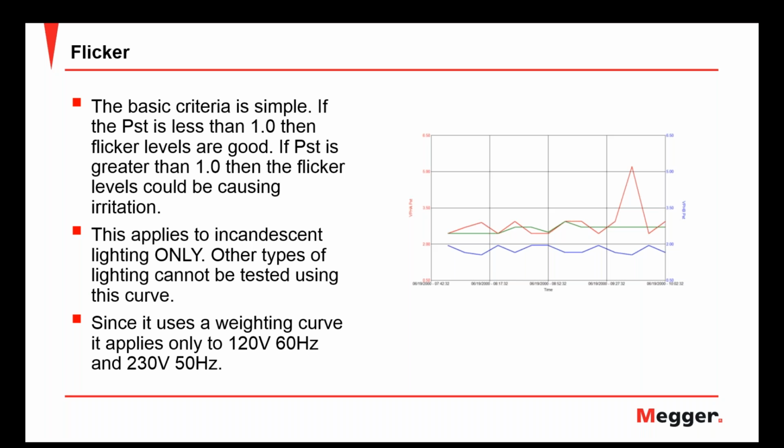What's important to understand about this is that this is calculated using the weighted curve that was based on incandescent lighting, so that 1.0 level really only applies to incandescent lighting. You can do flicker measurements on other types of lights like fluorescent and LED, but that 1.0 level doesn't mean anything with them because typically it's going to take a lot more flicker to affect a fluorescent light and an LED light. An incandescent light is much more susceptible to it. So although you can take the measurement, the actual value doesn't have a particular reference to it.